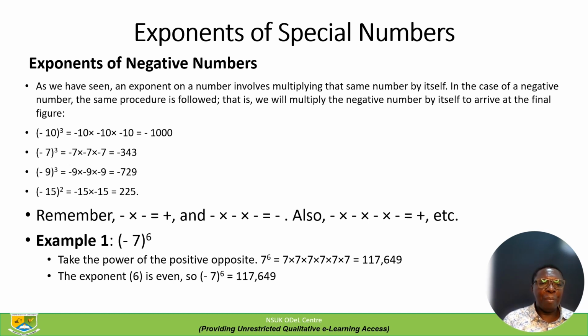So let's say minus 10 to the power of 3 will give you minus 10 times minus 10 times minus 10, which equals minus 1000. Are you following?